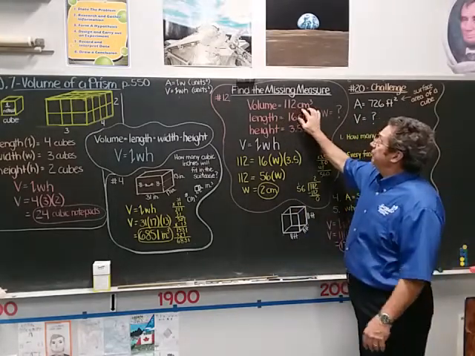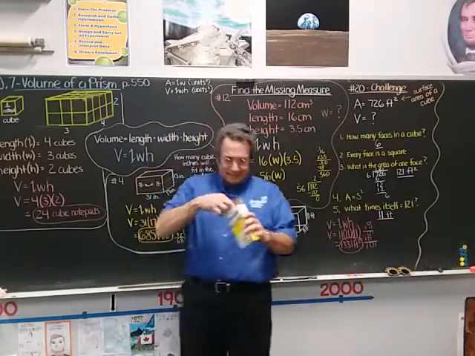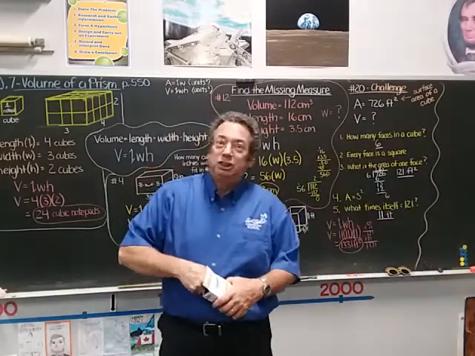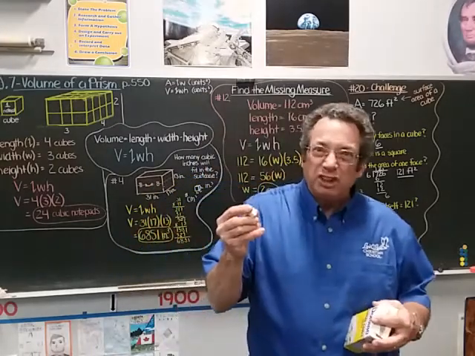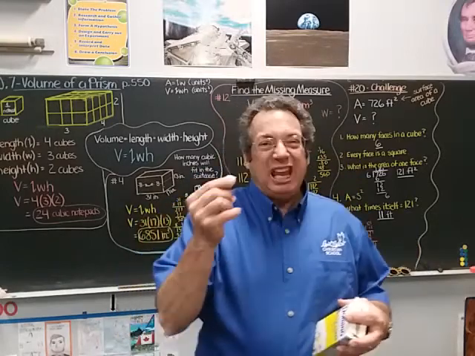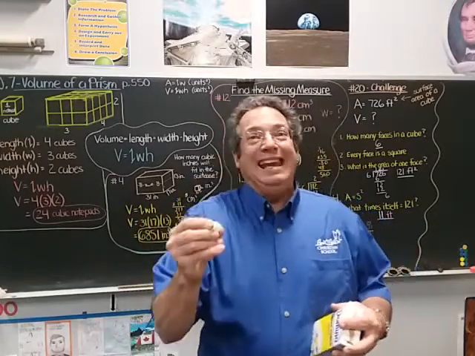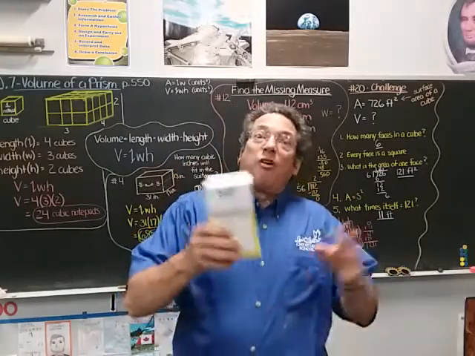It's 112 cubic centimeters. That would be 112 of these. This is a sugar cube, but for science and math's sake, we don't call them sugar cubes, because it would not be healthy for me to keep eating sugar cubes. No, I'm eating cubic centimeters. So when you go to the store, ask for some cubic centimeters.